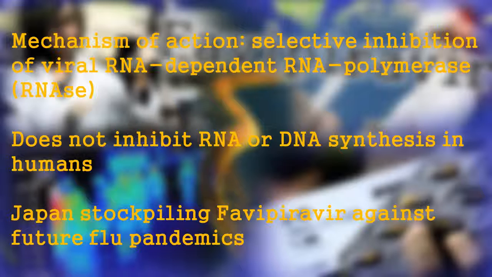Now in 2014, Japan began stockpiling favipiravir against future influenza pandemics. Favipiravir has been shown effective against Ebola virus in mice, though its effectiveness in humans is not yet proven. Preliminary results from a 2014 clinical trial in Guinea showed decrease in mortality rate in patients with low to moderate levels of Ebola virus in their blood.